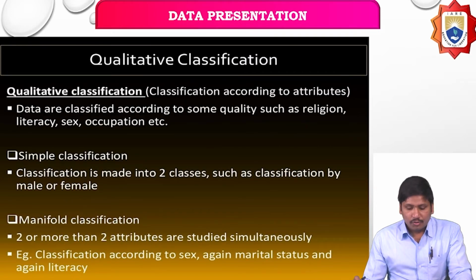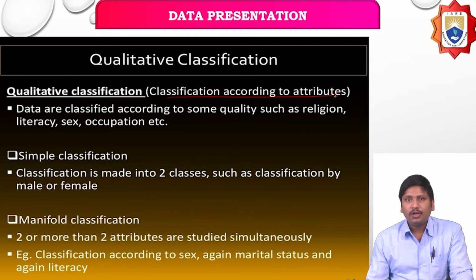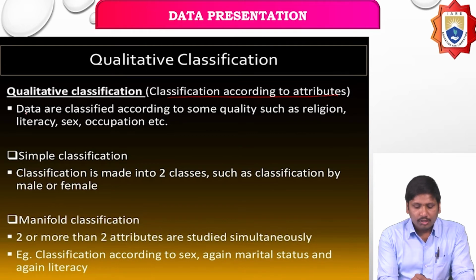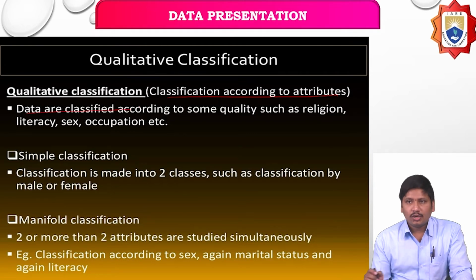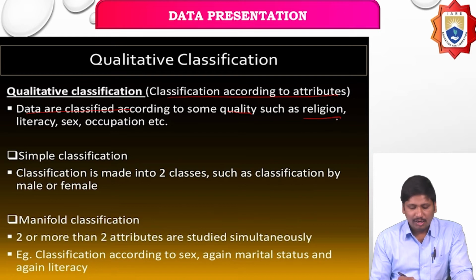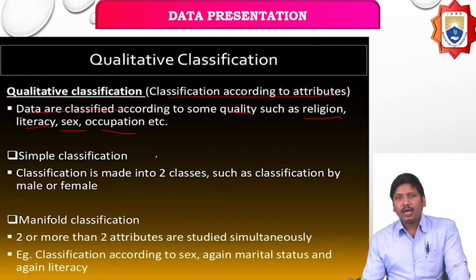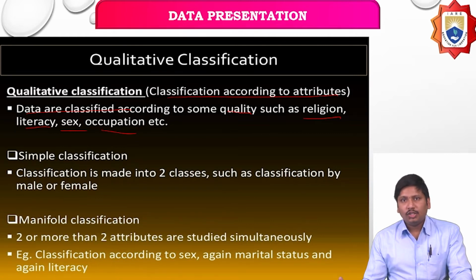Next one is qualitative classification. Here the classification is done according to attributes. The data is classified according to some quality such as religion, literacy, sex, and occupation, etc. Suppose the data I am having is classified based on the quality such as religion, literacy, etc. That should be qualitative classification.